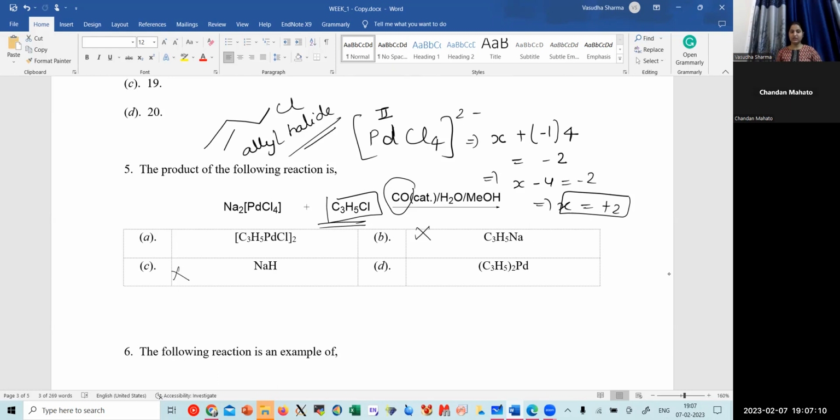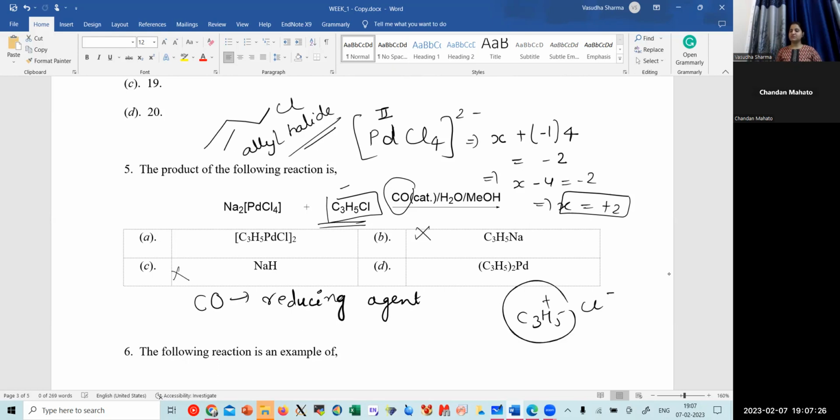I will just give you one hint: carbon monoxide is actually acting as a reducing agent over here, which will provide the electrons to your C3H5. Right now it is C3H5 positive plus Cl minus. So this reducing agent will reduce it. That means it will give the electrons, and then it can coordinate with your palladium. Palladium is already in +2 state, and this being in an ionic form, it can coordinate with your palladium and give a complex having direct metal and allyl coordination. So now you need to find out whether it is A option or D option.